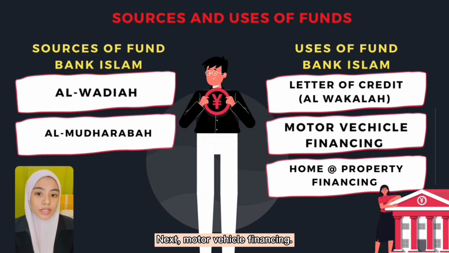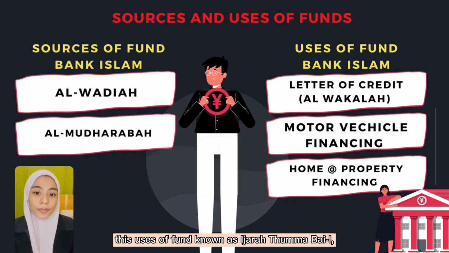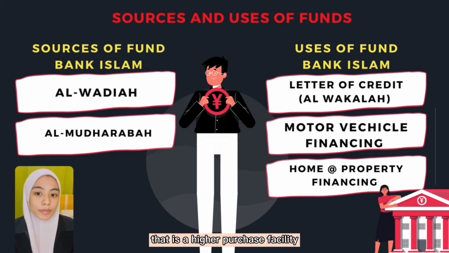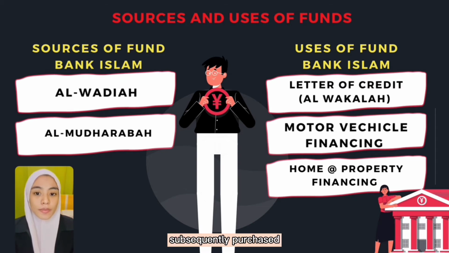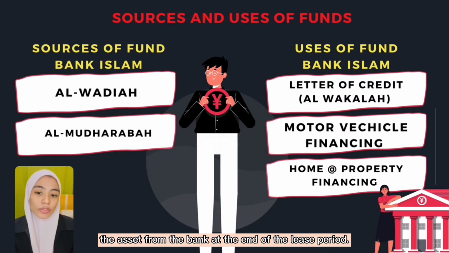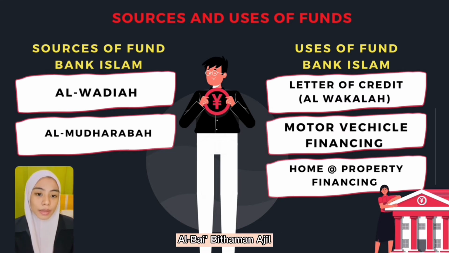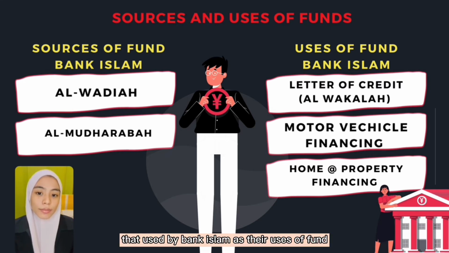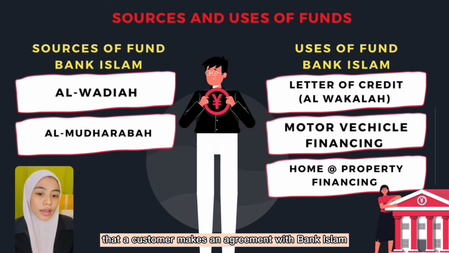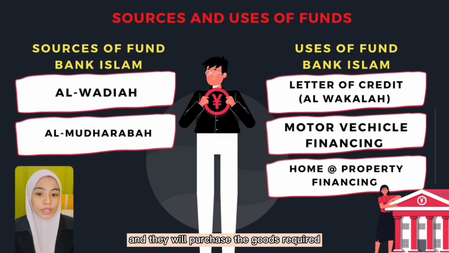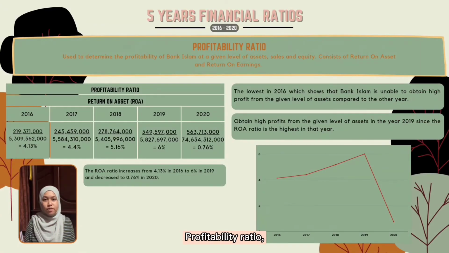Next, motor vehicle financing. In Bank Islam, this use of fund is known as Ijara Thumma Al-Bai. That is a hire purchase facility that allows a customer to rent an asset of the bank, and subsequently purchase the asset from the bank at the end of the lease period. Al-Bay Bithaman Ajil is home or property financing used by Bank Islam as their use of fund. The customer makes an agreement with Bank Islam and they will purchase the goods required by the customer in need of funding.